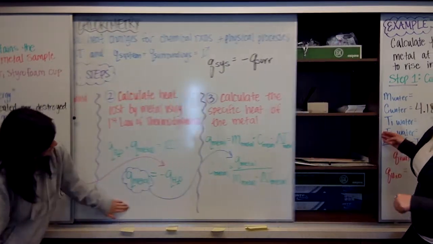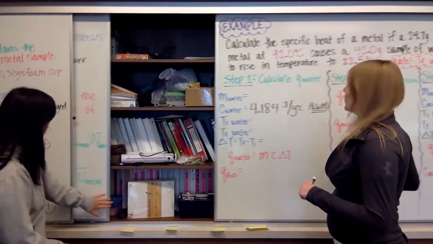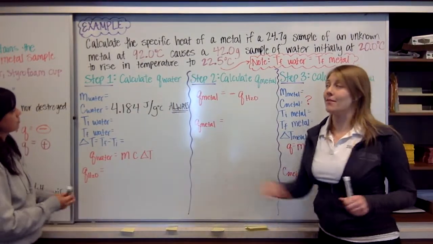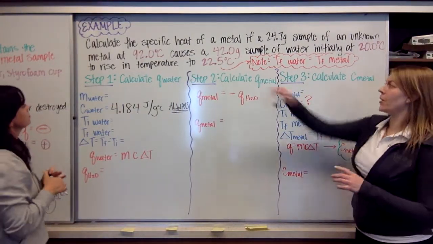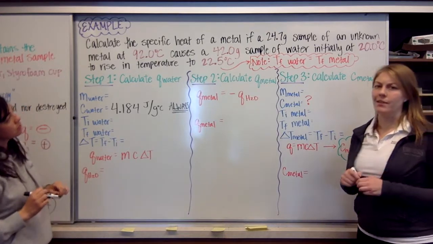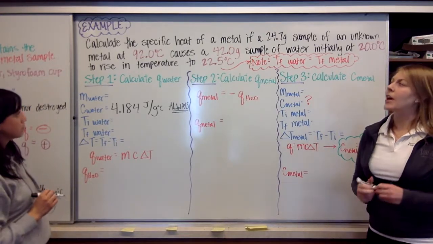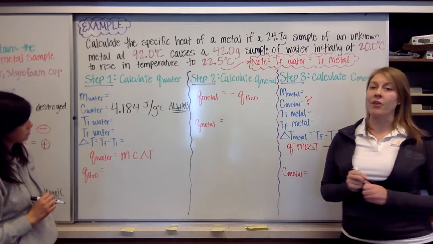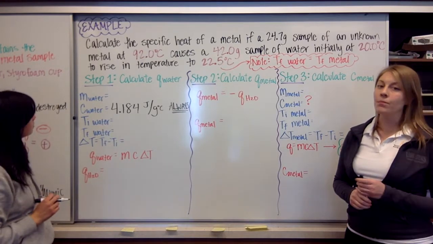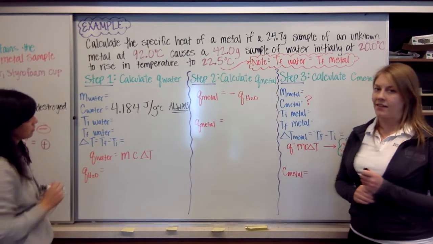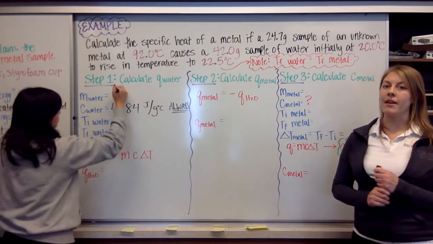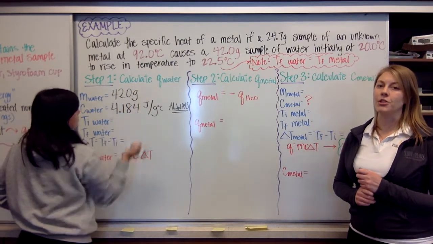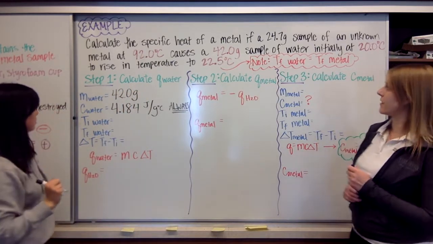All right. We're going to do one example because calorimetry problems are pretty long. You'll see this in the lab as well. Our example says, and I've already put the variables in the pink color, so hopefully you can see that: Calculate the specific heat of a metal if a 24.7 gram sample of an unknown metal at 92 degrees Celsius causes a 42 gram sample of water initially at 20 degrees Celsius to rise in temperature to 22.5 degrees Celsius.